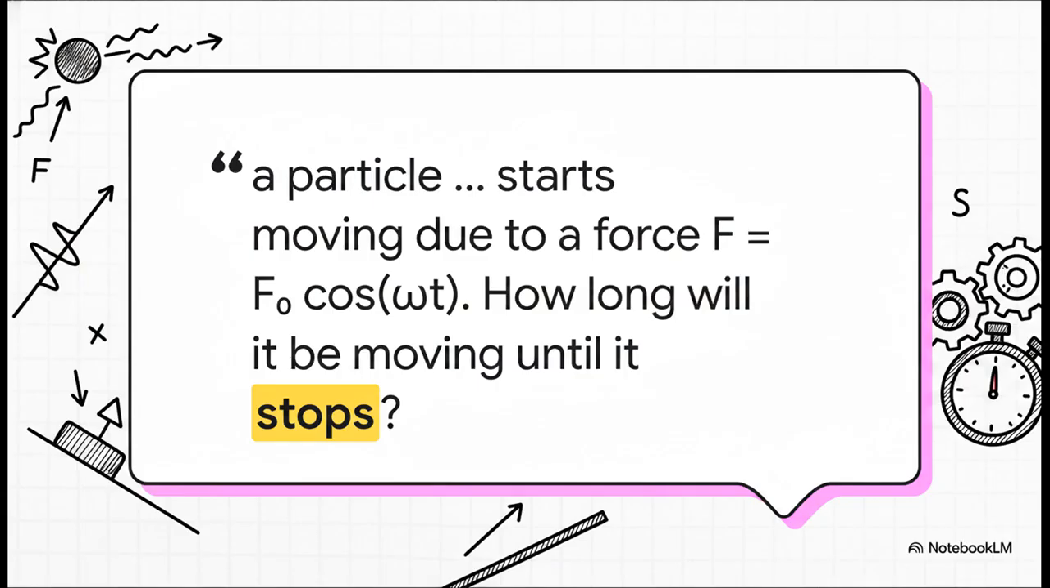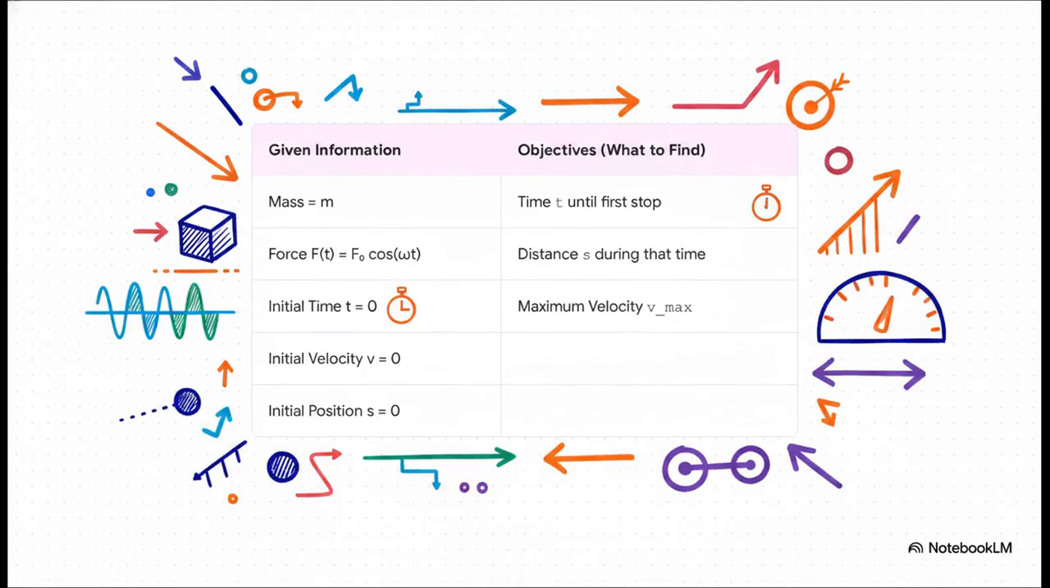Okay, so here's the problem itself. I know, at first glance, it looks a little intimidating with all those variables and the cosine thing. But trust me, every part of this is just a clue. We're going to go through it piece by piece. Don't worry. This table is our best friend for getting organized.